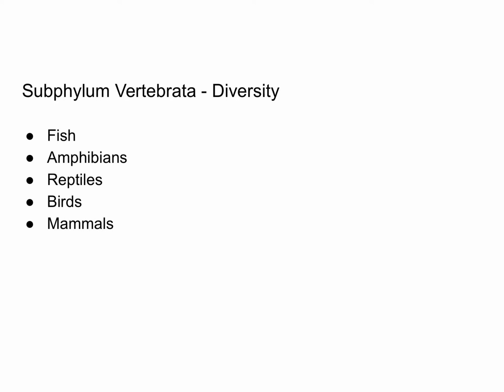In the subphylum Vertebrata, we do have some different varieties. So we have fish, amphibians, reptiles, birds, and mammals. And all of these are classified under the subphylum Vertebrata. Remember, they are chordates, so chordata is the phylum. And then more specifically, the subphylum is Vertebrata. And we're going to talk about each one of these in more detail in their own videos.